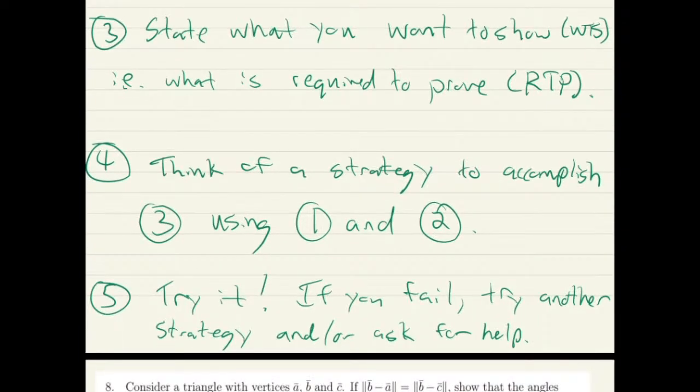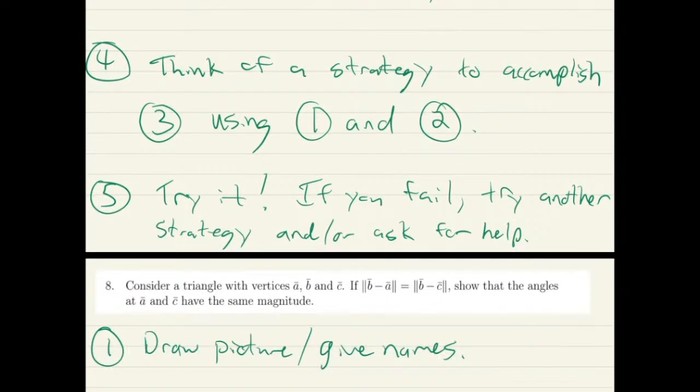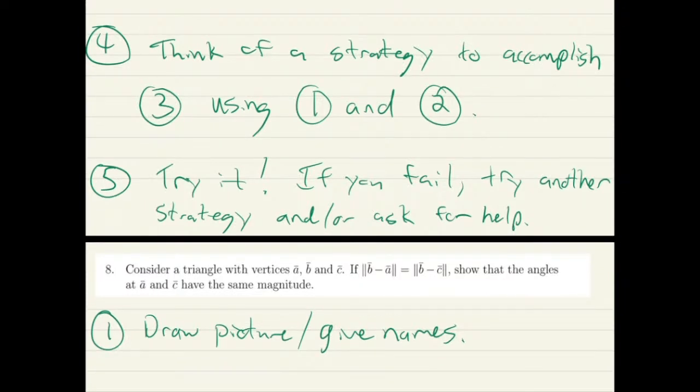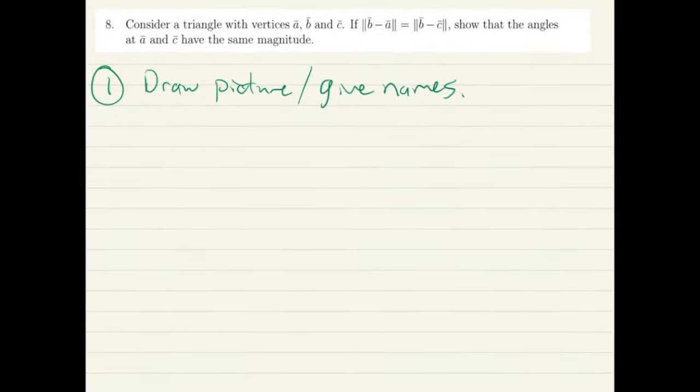Step 4, think of a strategy. Here's the hard part. Think of a strategy to accomplish 3 using 1 and 2, and then step 5, trying out your strategy, okay? Try your strategy out. There's no one right way to do proofs. That's what makes proofs fun in some ways, but also challenging in some ways. So don't be afraid of failing. If you fail, try again. Try a different strategy. Ask for help if you want. Those are my 5 steps, okay? Those are my tips for you. I'll go through these 5 with you now in problem 8.